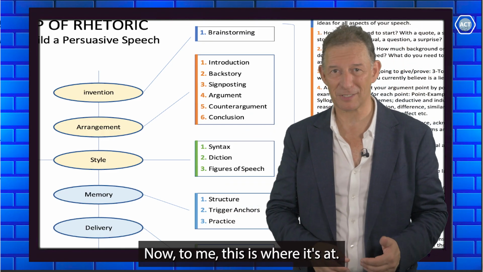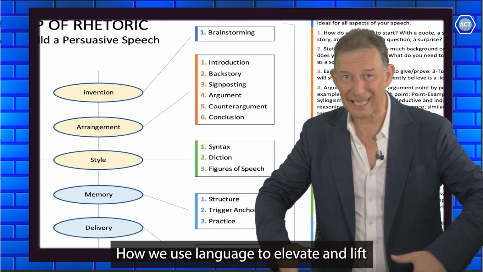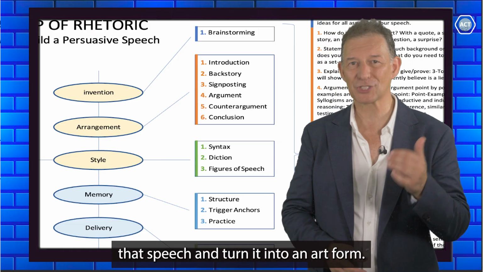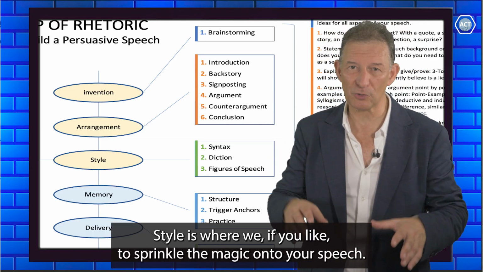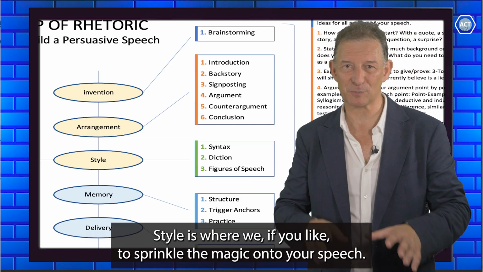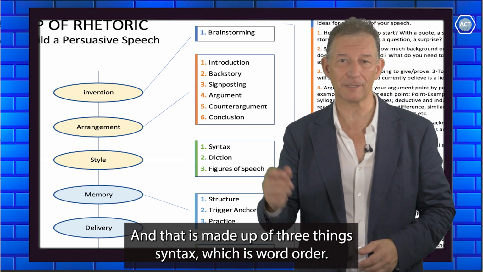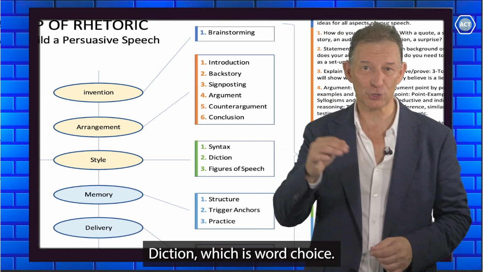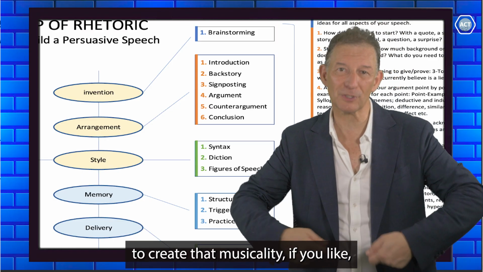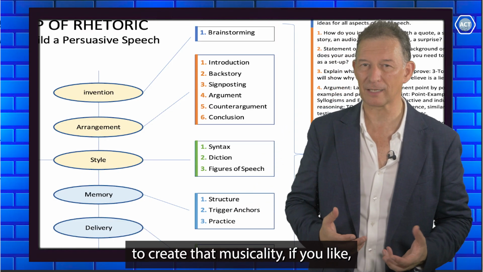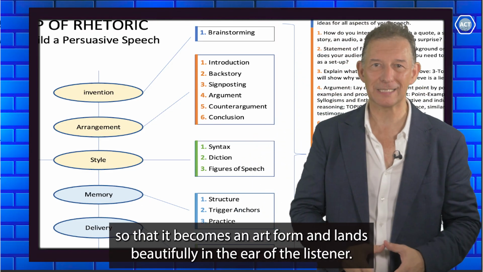Now to me, this is where it's at. Style is all about language, how we use language to elevate and lift that speech and turn it into an art form. Style is where we, if you like, sprinkle the magic onto your speech. And that is made up of 3 things: syntax, which is word order; diction, which is word choice; and then figures of speech, which is how we use language to create that musicality, if you like, so that it becomes an art form and lands beautifully in the ear of the listener.